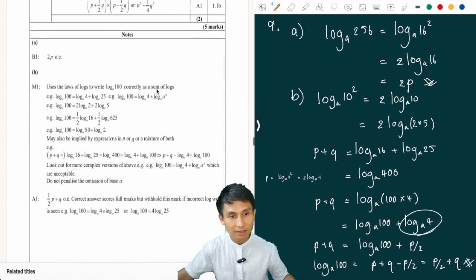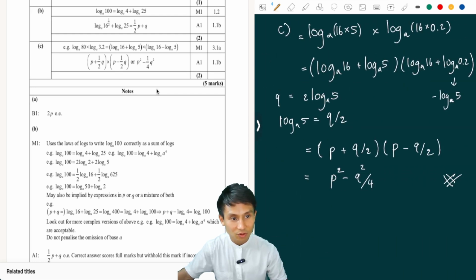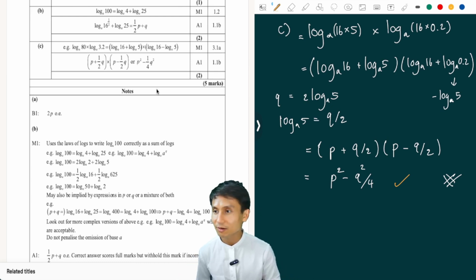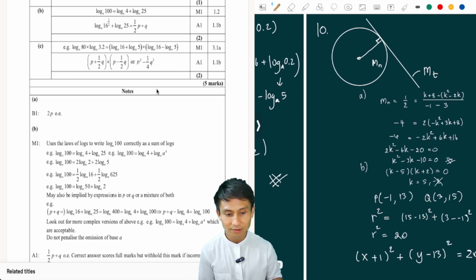Number 9, 2p for the first one, 1/2 p plus, where's my b? Yeah, 1/2 p plus q, p squared minus q squared over 4. I think you guys should look back into this question. Look into this question more if you don't understand. Yeah, but I think I explained everything there that I needed to.